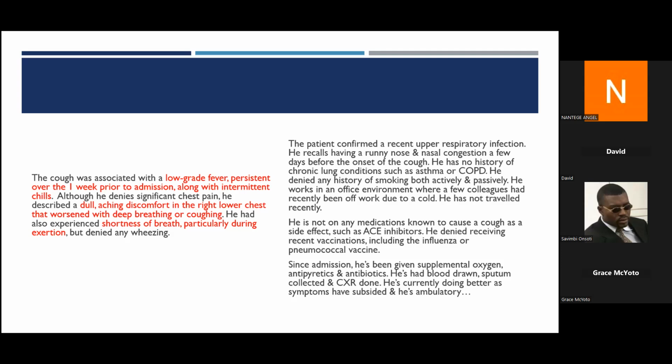The hallmark of a good HPI is that you should be able to have a working diagnosis by the time one is finished reading the HPI alone. Forget the past medical history, forget the family social, obs and gyne. By the time one is done reading the HPI, you should already have a diagnosis in your head. Now that's the hallmark of a good HPI.